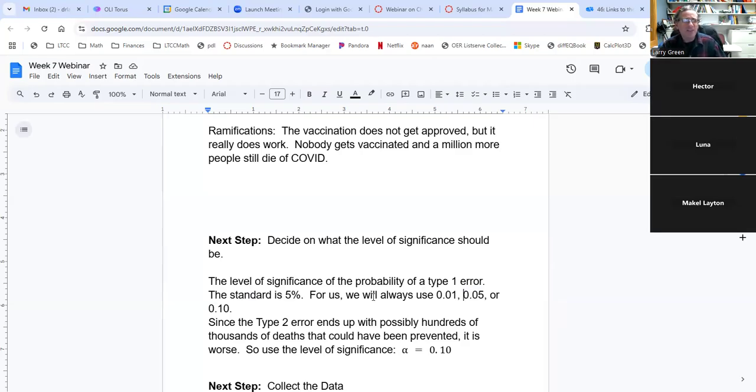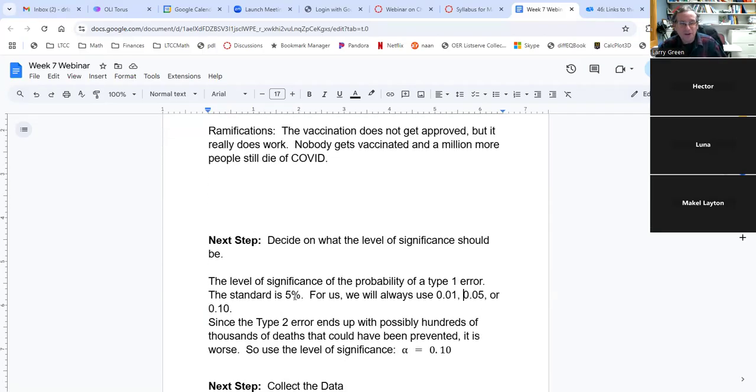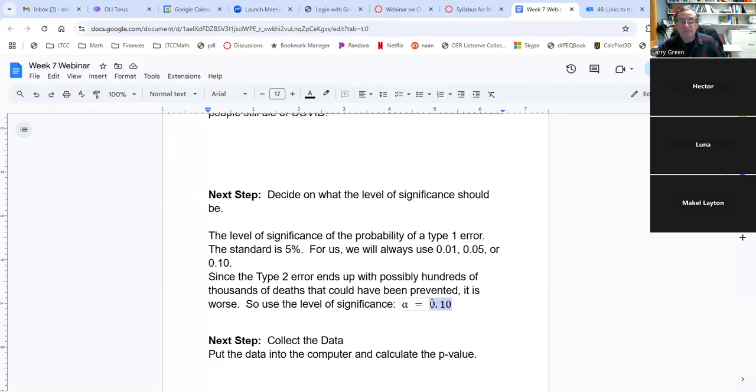Now, if you think about the type 1 and type 2 error for our example, what do you think is worse? Is it worse to just feel sick for a day after getting the shot and then it doesn't help, or not getting the shot when you could have and then dying? What do you think is worse? I think the second one is much worse. So that would be the type 2 error. If the type 2 error is worse, we're going to go for 10%.